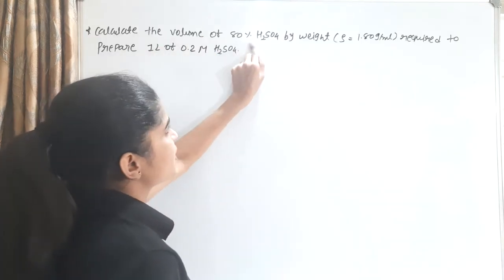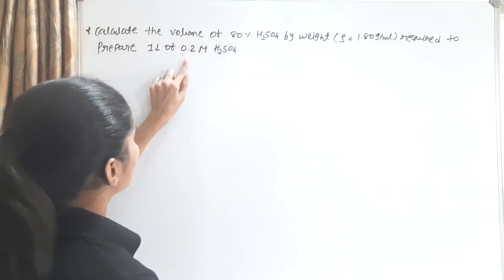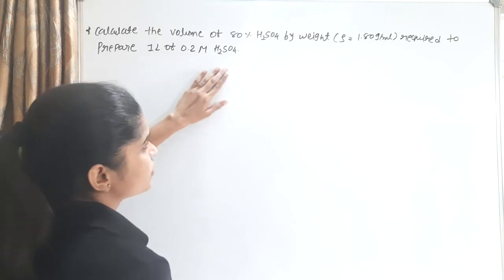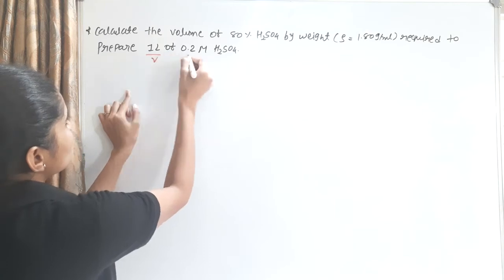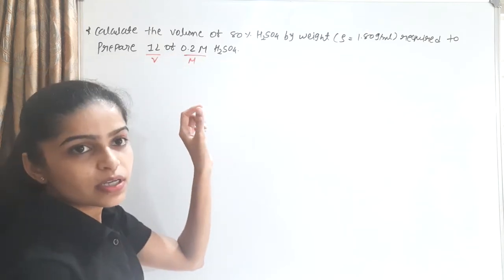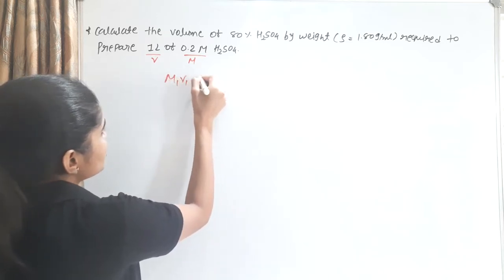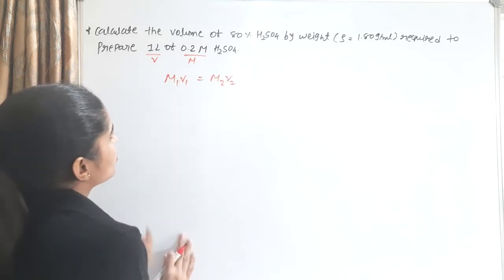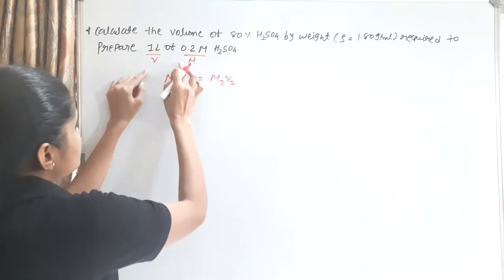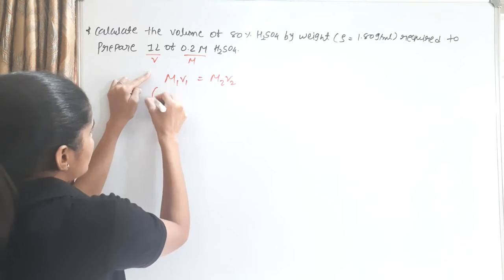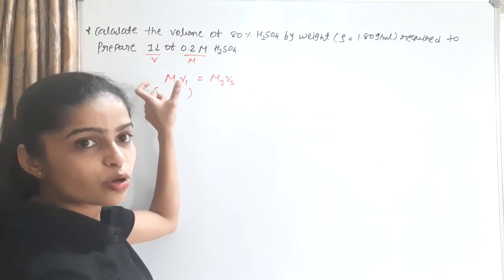Calculate the volume of 80% H2SO4 by weight required to prepare 1 liter of 0.2 molar H2SO4. In this type of question, when the volume and molarity of the prepared solution are given, we apply the molarity equation: M1V1 is equal to M2V2. In this question, we consider M1V1 as the solution to be prepared.